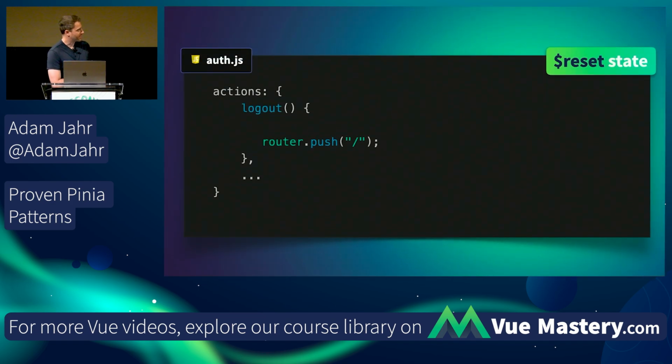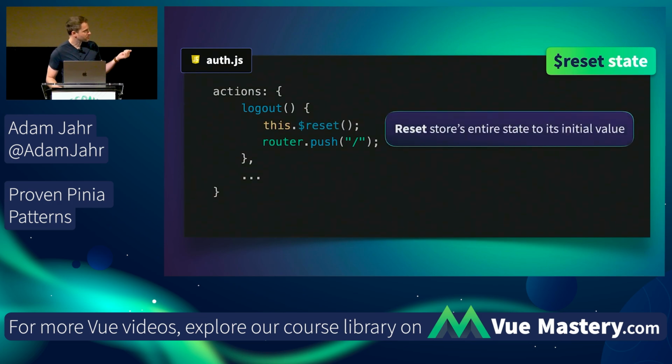In addition to the patch method, we also have the reset method, and this is going to allow us to reset our store's entire state to its initial value. So in this example, in our logout action, we're resetting essentially the entire store, clearing out that state when the user logs out. And do note that we are in an option store here, so we're saying this dot.